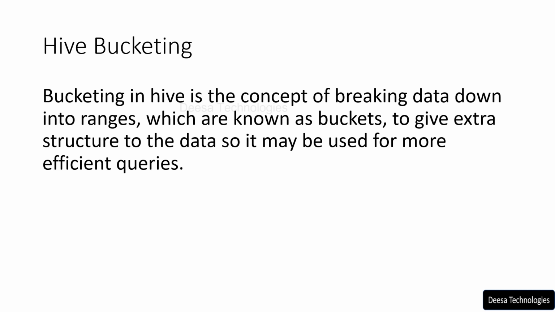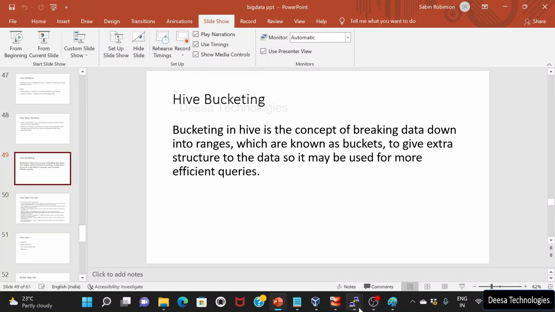So in this session, we'll talk about Hive bucketing. So what is bucketing? Bucketing in Hive is basically the concept of breaking down the data into ranges, which are called buckets. This is to give extra structure to the data so that it may be used for efficient queries. This is the definition of Hive bucketing. Now let's understand it with a simple example.